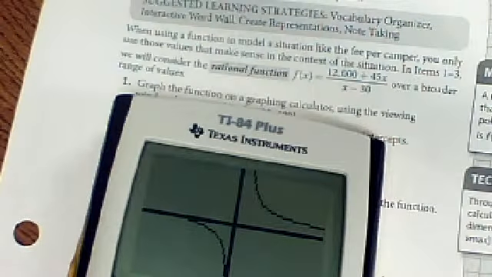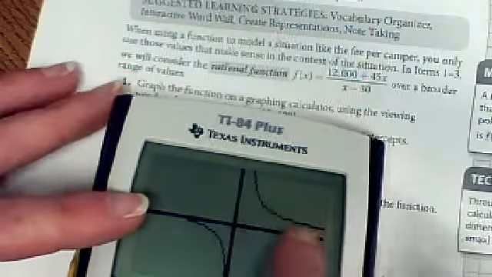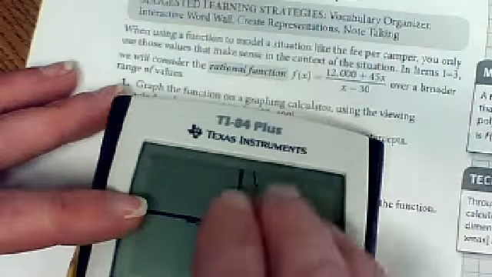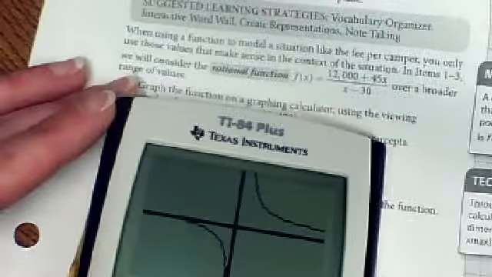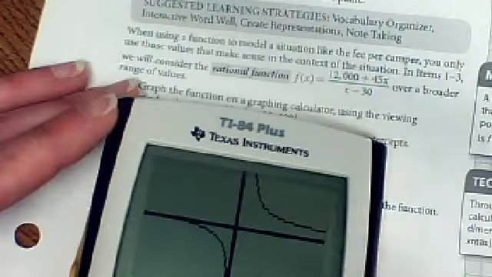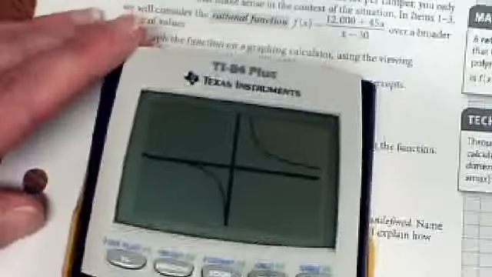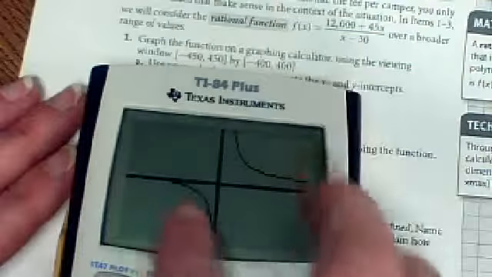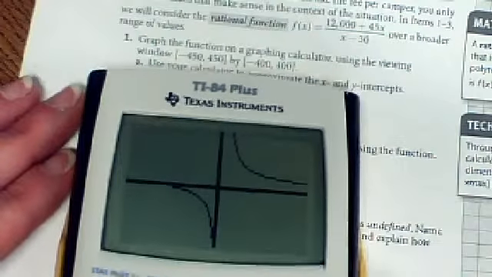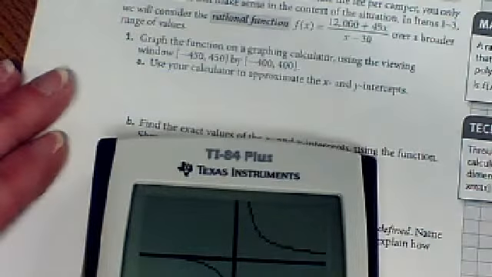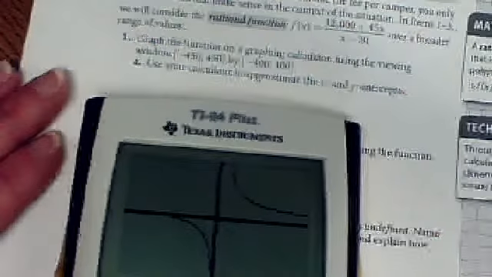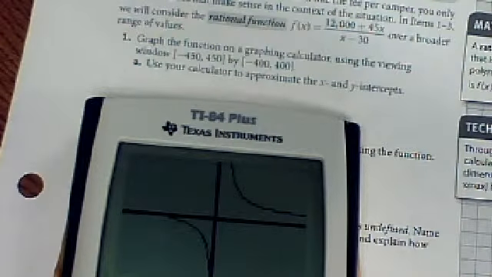Interesting. Kind of looks like some of the stuff up on the ceiling, doesn't it? The only part we saw before was this right branch. And that's because we were talking about a real-life situation where we only could deal with positive numbers. If we were not dealing with the situation, negative numbers could get plugged in for x. That's not a big deal. So we could use the calculator to approximate our x-intercepts and our y-intercepts.